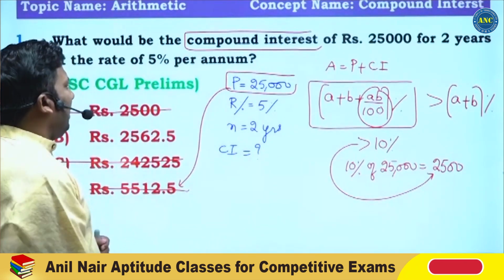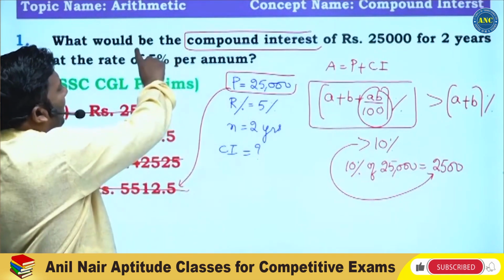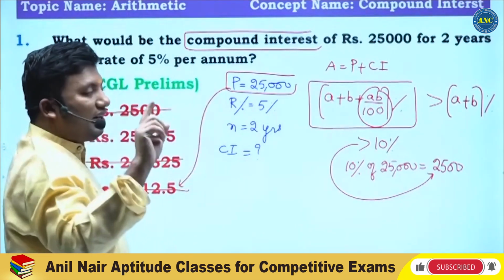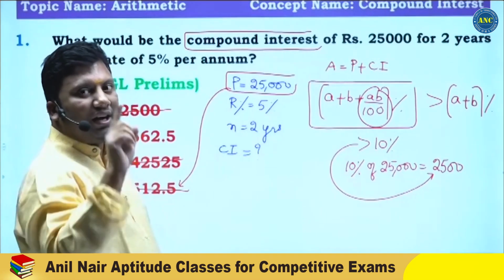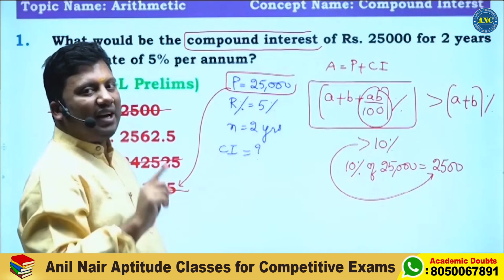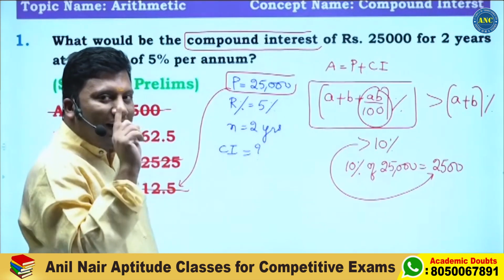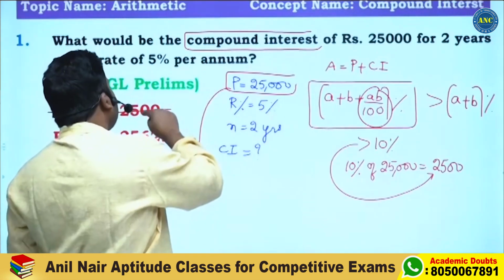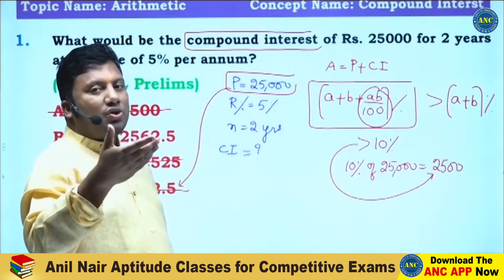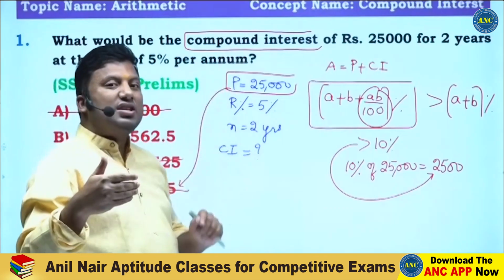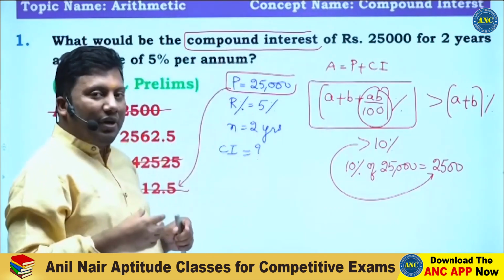First option, it is eliminated. If the question would have been, what would be the simple interest? In simple interest, rate of interest is the same every year. First year 5%, second year 5%. Overall, it is 10%. Answer would have been 2,500 if the question is a simple interest, not a compound interest.